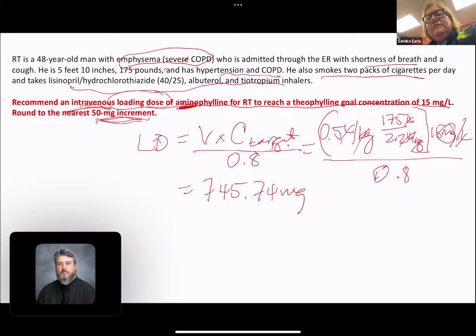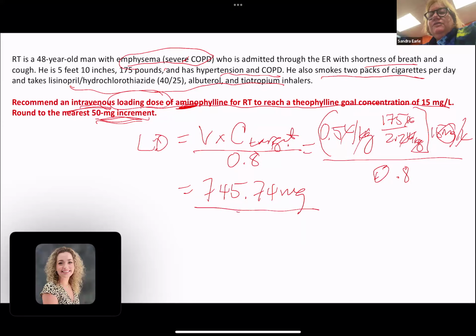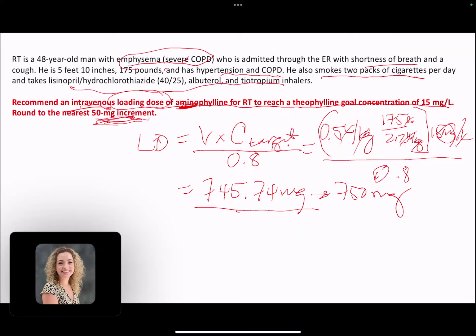Is that what you guys got? Something like that? Yeah, and I just rounded up to the 750. And then when you round to the nearest 50 milligram increment, you're going to go to 750. Easy peasy, right? Not bad. Tom, easy peasy?